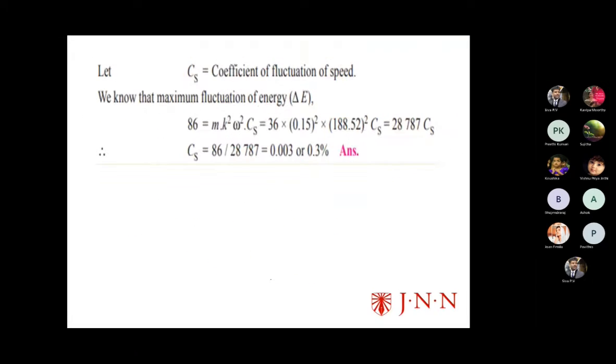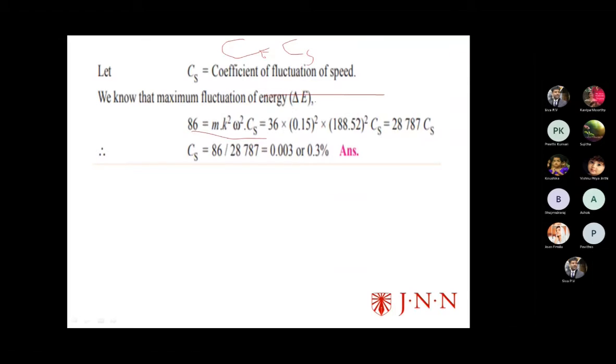Now let us find the CS, the coefficient of fluctuation of speed. C means coefficient. So coefficient of fluctuation of energy is CE, and coefficient of fluctuation of speed is CS. The relevant formula for finding it is delta E equal to m k square omega square CS. So this is the relevant formula.